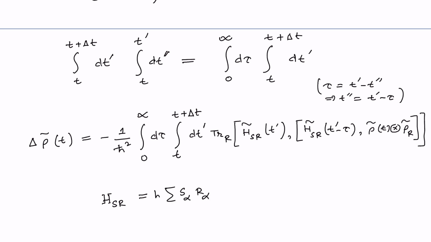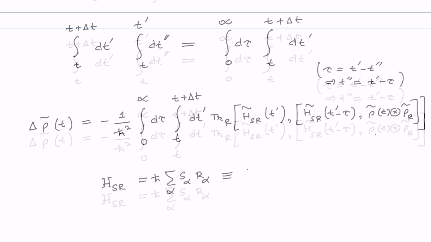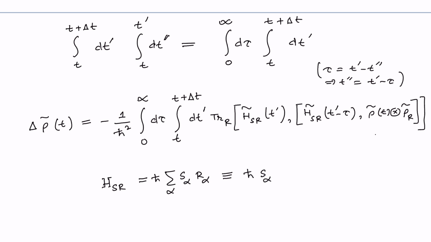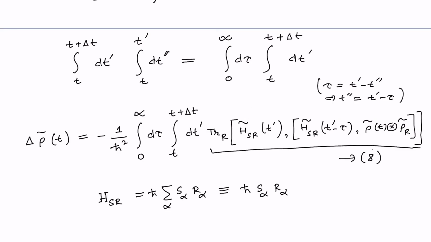So I can write it now as h bar S alpha R alpha, with the understanding that repeated indices imply summation. Now with this, let us have a look at the integrand of this equation. Say this is my equation number 8. Now we are going to look at this particular integrand a bit carefully. I hope you have understood the mathematics or the algebra so far clearly.